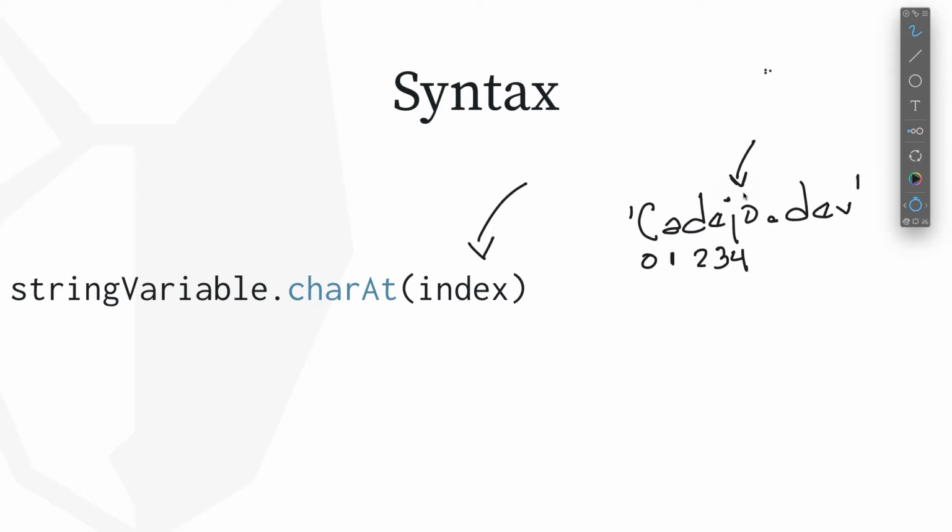Now, if we supply an index that is out of bounds from the string, for example, 25, it's going to give us an empty string. So it can give us either a character that resides on that index, or it's going to give us an empty string if we give it an index that is not in the string.